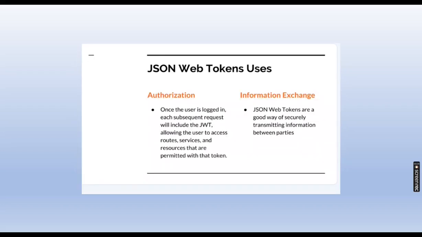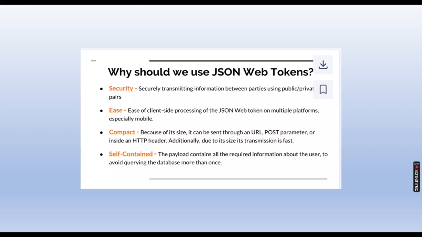JSON Web Token uses, as I said, are authorization and information exchange. Once the user is logged in, each subsequent request will include the JWT, allowing the user to access routes, services and resources that are permitted with the token. JSON Web Tokens are a good way of securely transmitting information between parties. And why should we use JSON Web Token? I already told: for security, ease of access, and being compact and self-contained. Securely transmitting information between parties, there is no doubt at all.